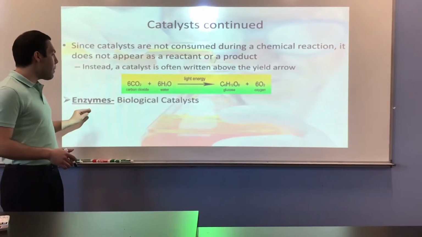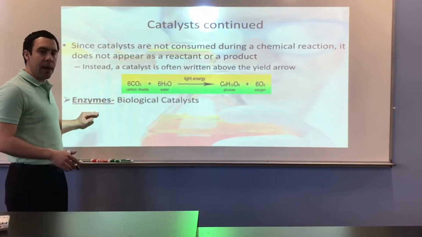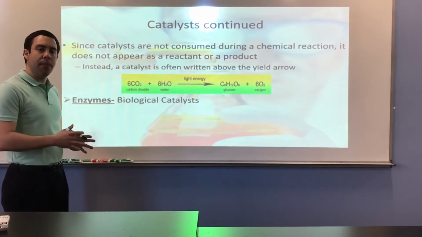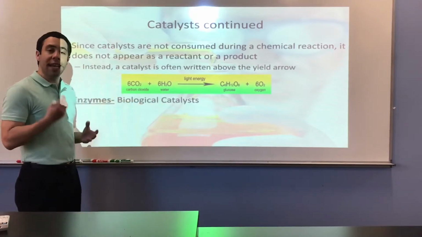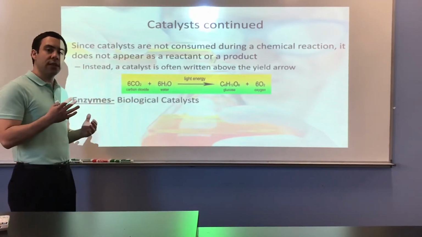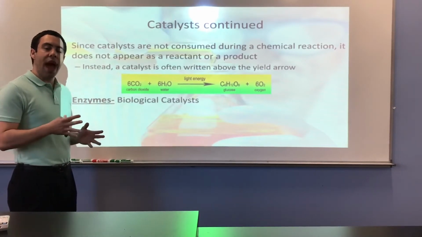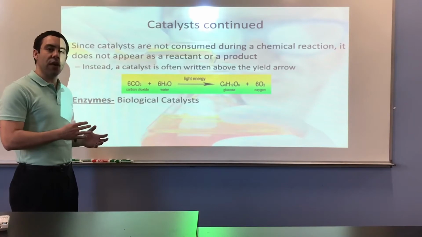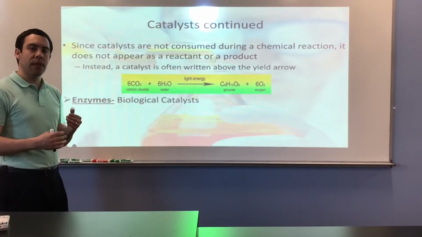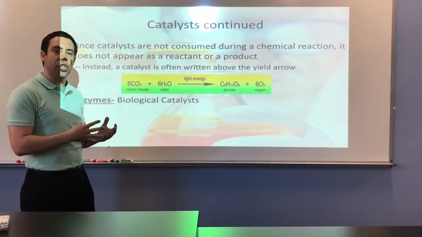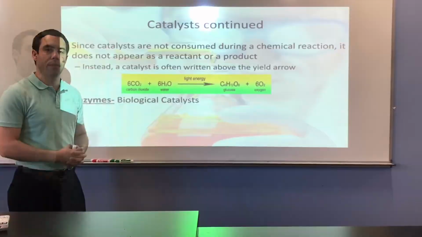Finally, a biological catalyst is known as an enzyme. An enzyme is a specific type of catalyst. It has to be a biological catalyst. Like in your mouth, when you digest starches into sugars, in your saliva you have an enzyme called salivary amylase. It speeds up the breakdown, the decomposition of starches into sugars for digestion.